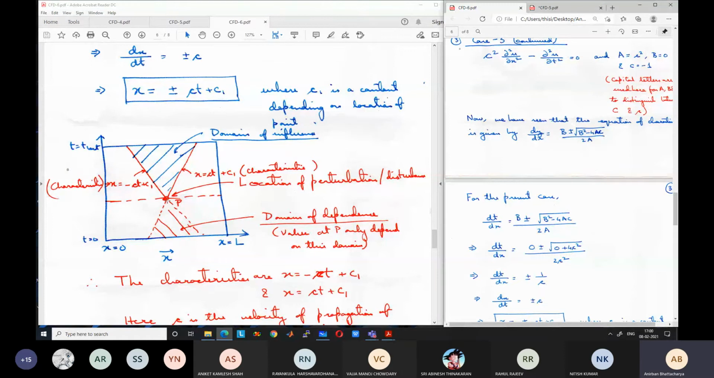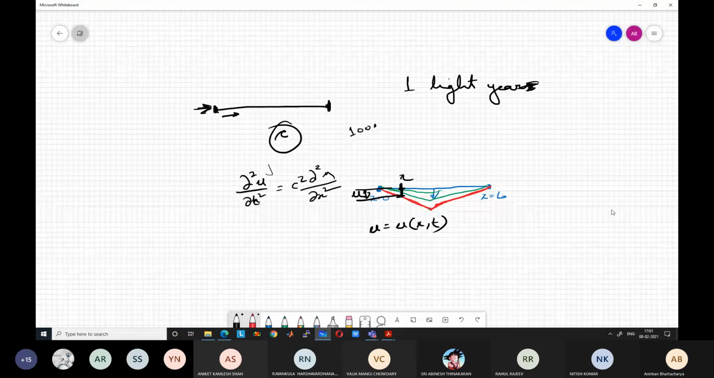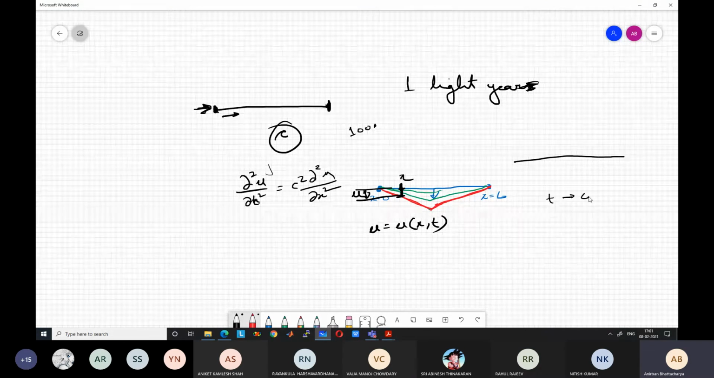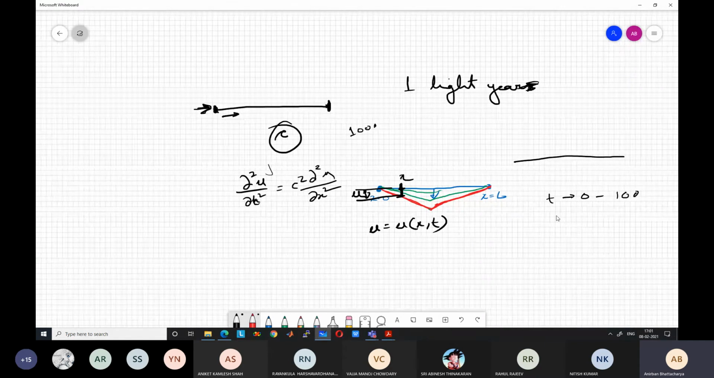So the string was just lying around, and for t from 0 to 100 seconds I have done nothing. But then suddenly, when the time became 100, I put a disturbance here, some fluctuation, some force, so that the shape becomes like this. I have plucked it there.